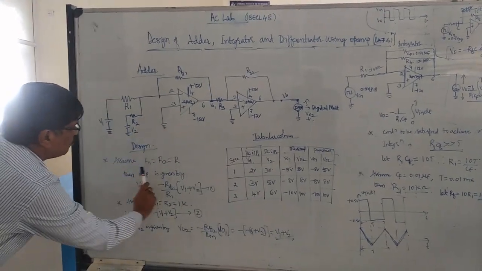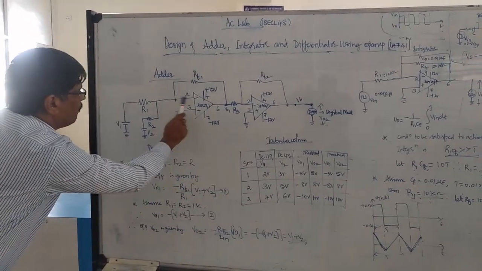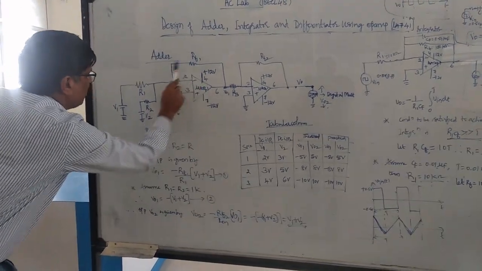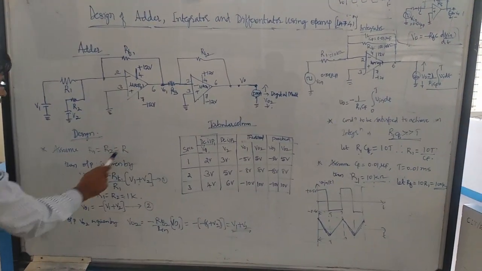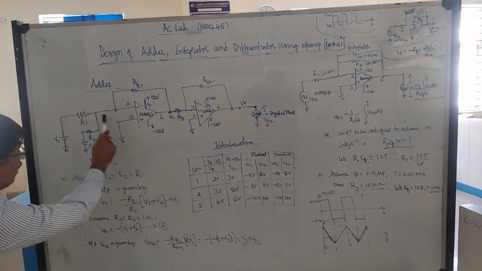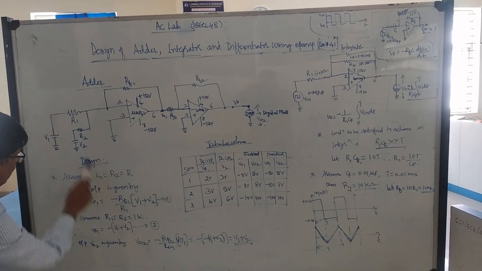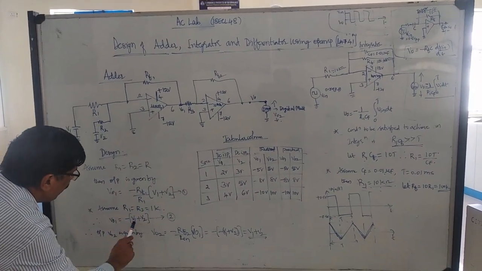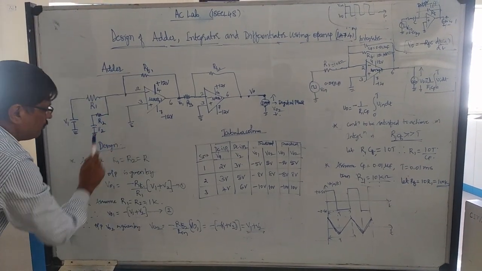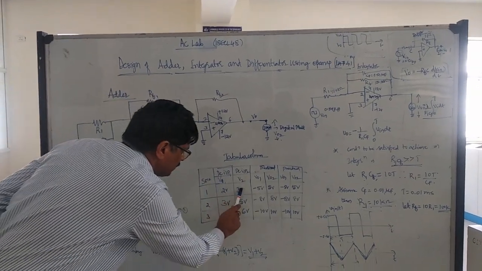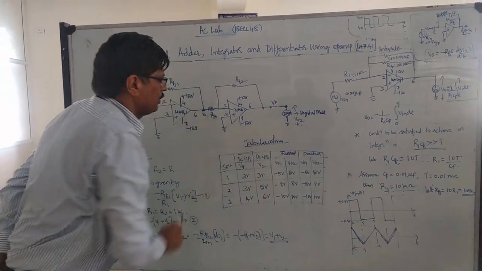The design is: assume R1 and R2 as R. The output is given at this point by minus RF by Rin, that is minus RF by R, into V1 plus V2. Assume R1 is equal to R2 as 1K. Then you will get V output as 1 by 1 times minus of V1 plus V2. In this case V1 plus V2 is 2 plus 3, so the output is minus 5.